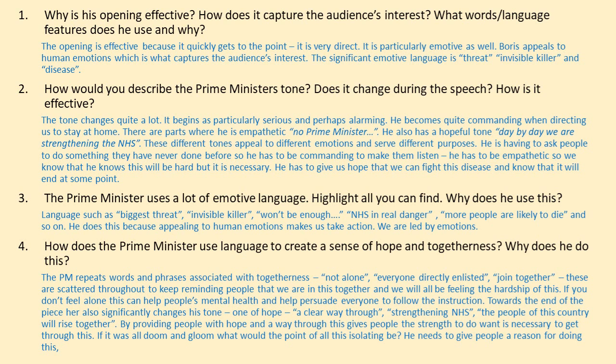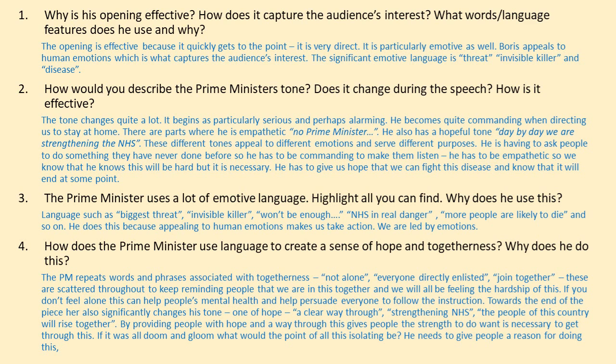He does this because appealing to human emotions makes us take action. People in general are led by their emotions much more so than their rational, factual part of them. So that's something really important to remember in life generally, and also when you are writing your own speeches.